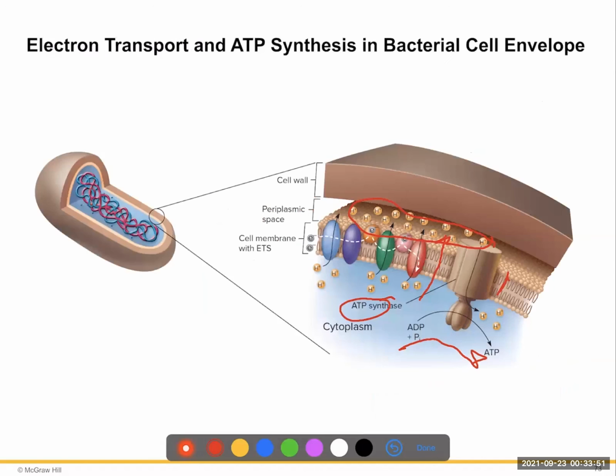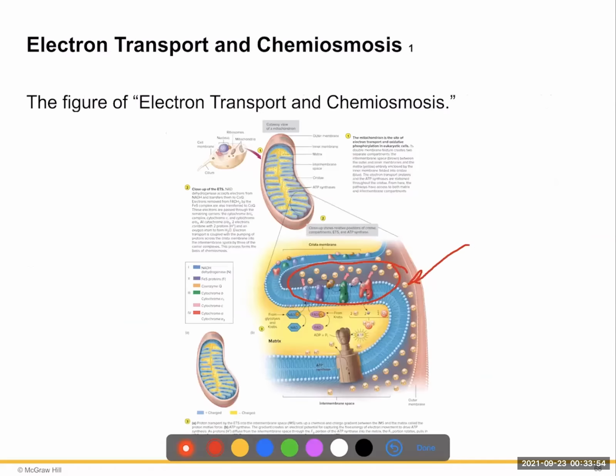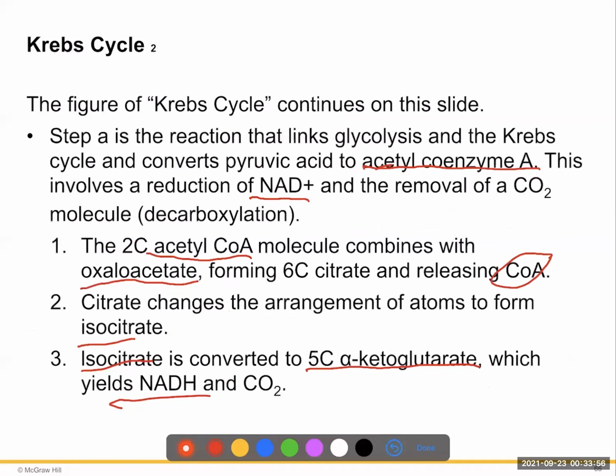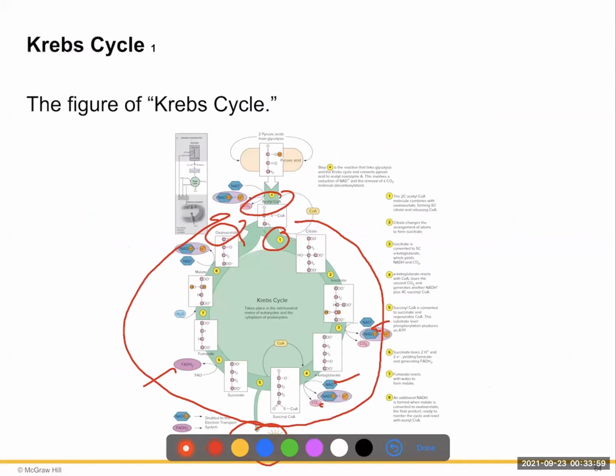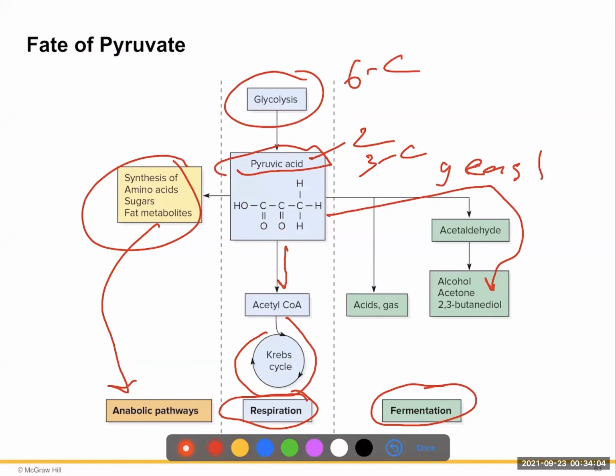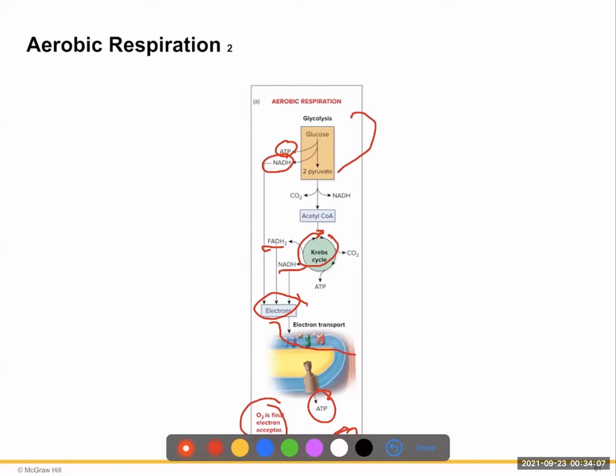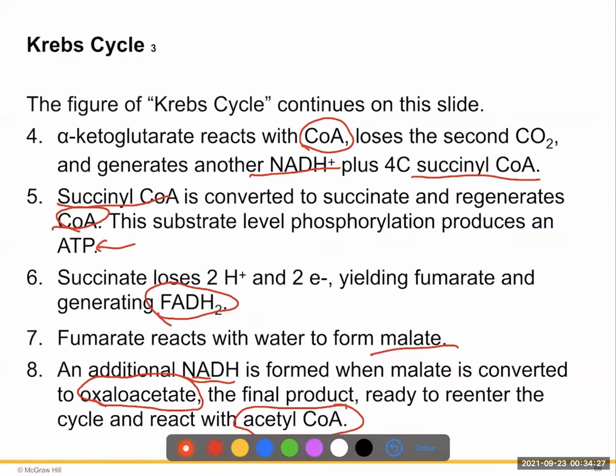Okay, let's go back. Going back to where we have our pictures. Okay. Where is CO2 being produced? The Krebs cycle. In the Krebs cycle, and also when pyruvate goes to acetyl coenzyme A. So those 2 places where CO2 is produced, if you look at the cycle.